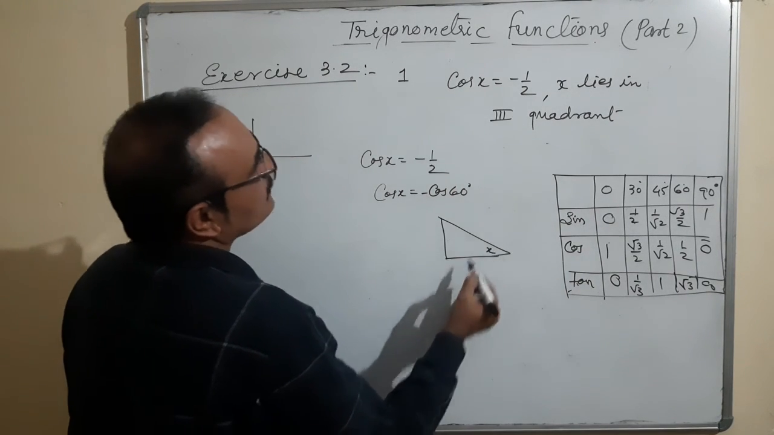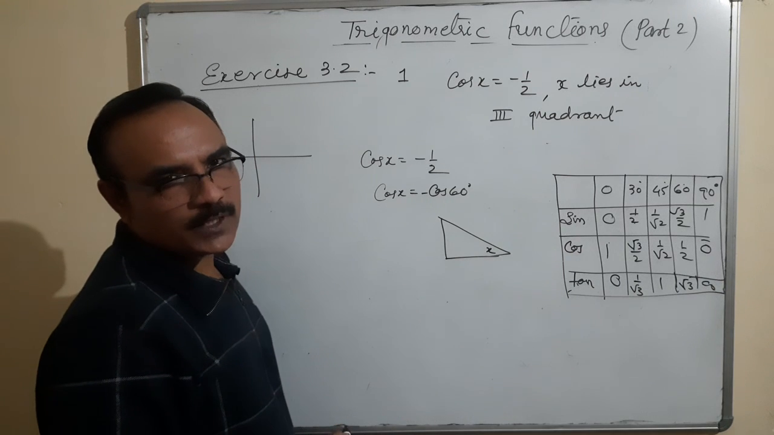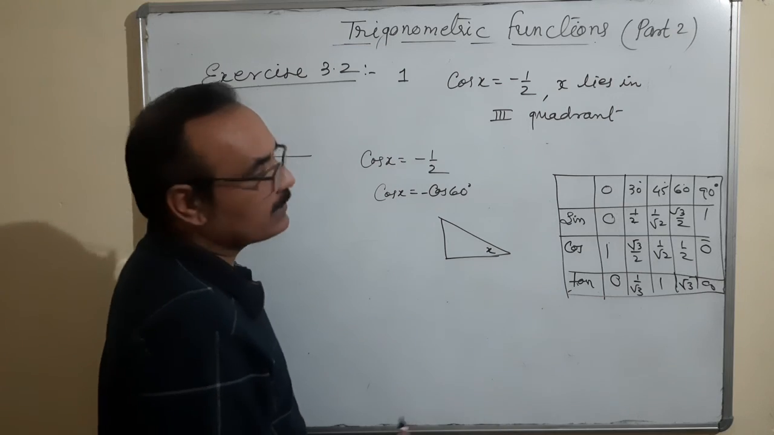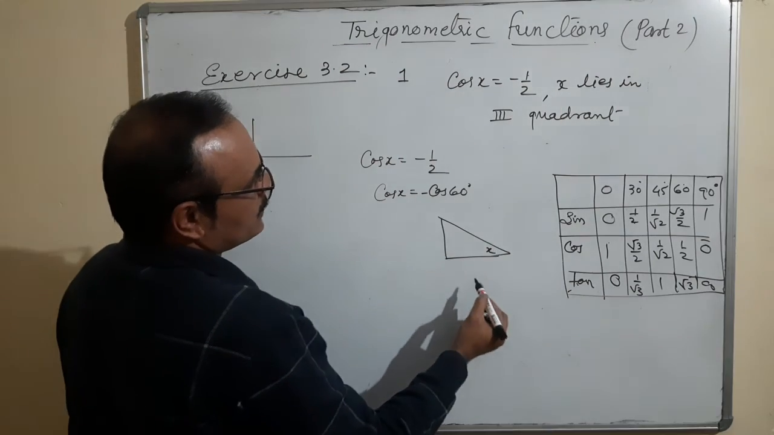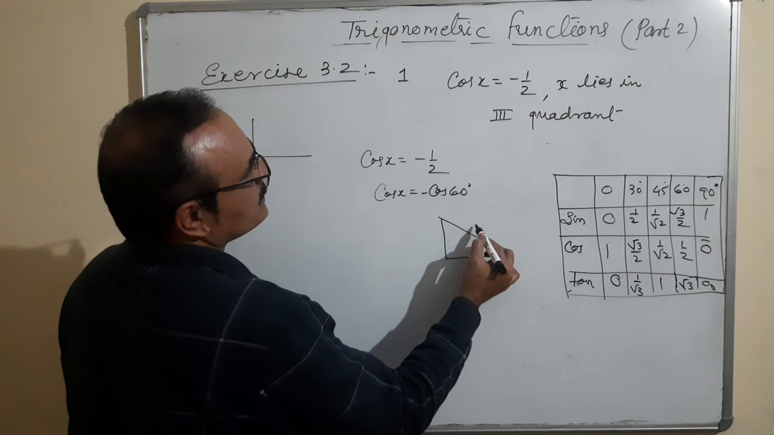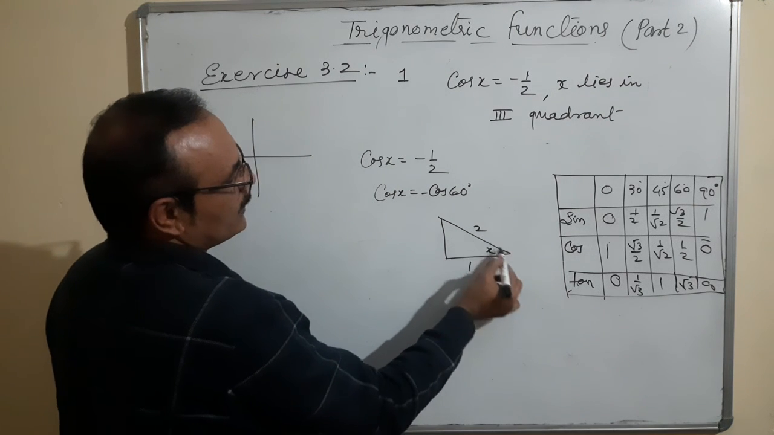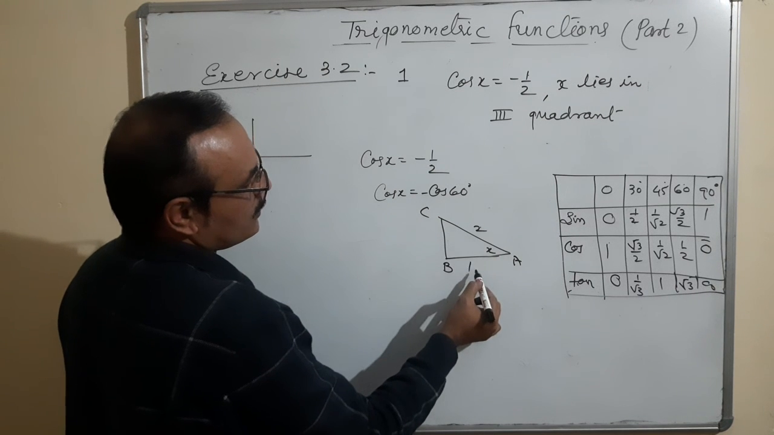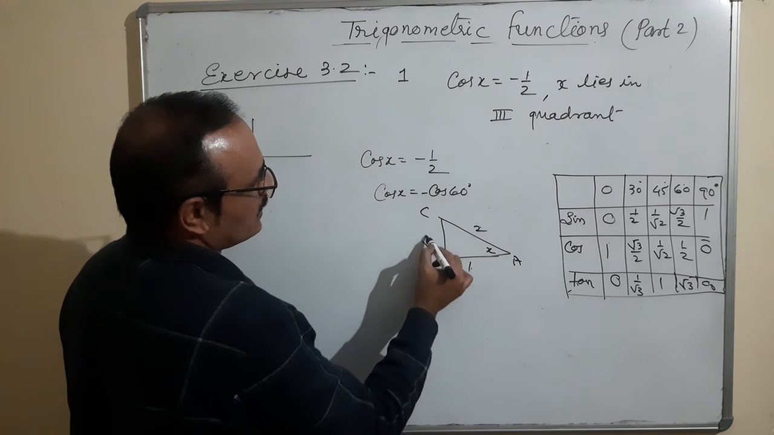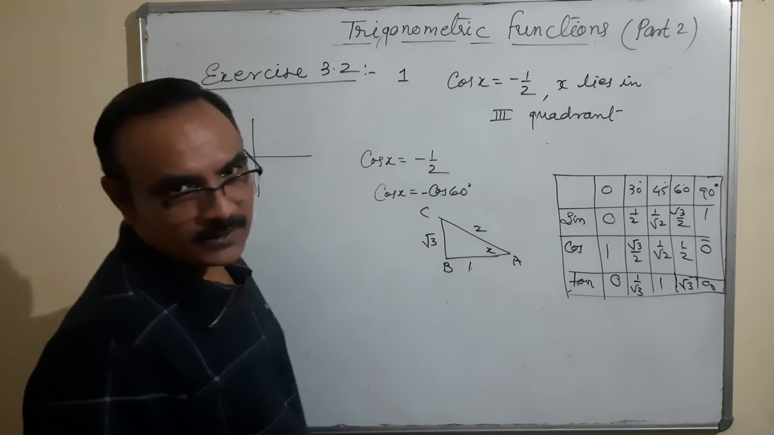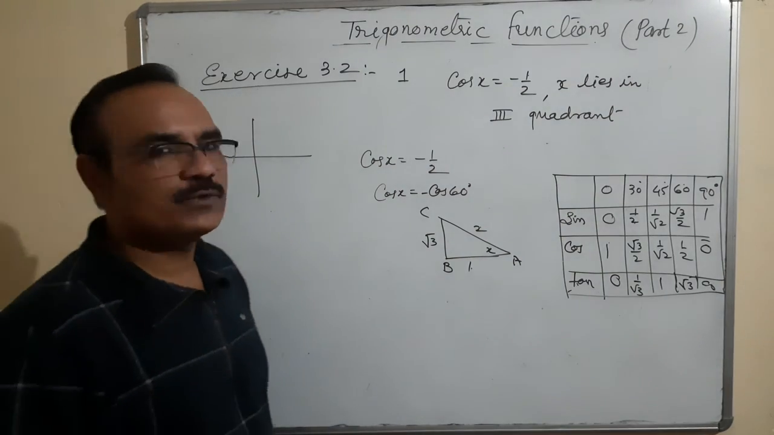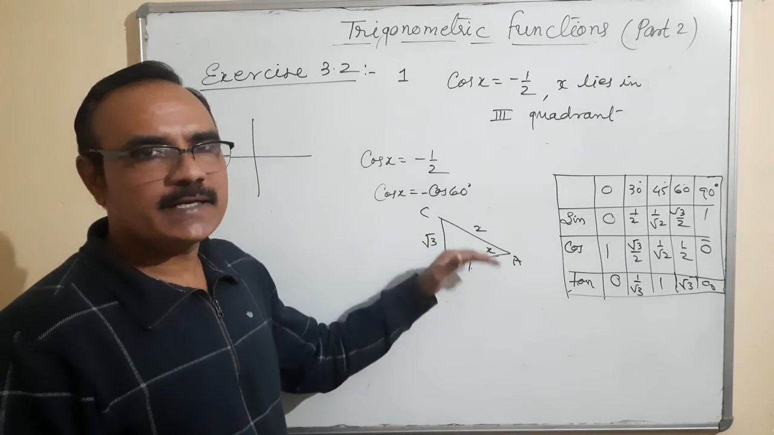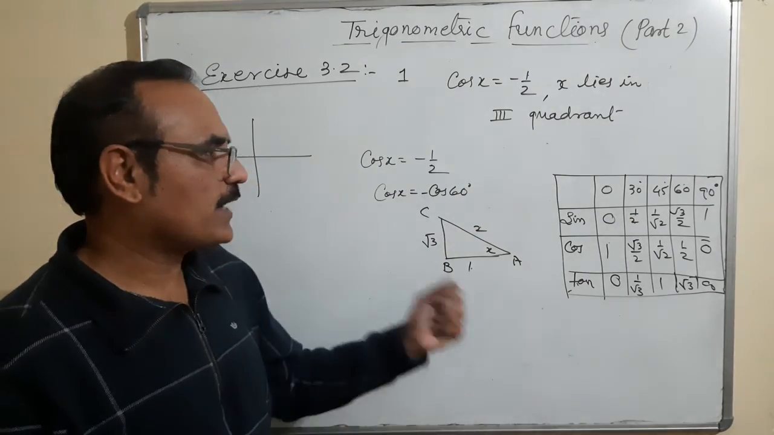This angle is x. Cos is base upon hypotenuse, adjacent side upon hypotenuse. Adjacent side 1, hypotenuse is 2. So using the Pythagoras theorem, we get 2 squared minus 1, that is 4 minus 1, it is 3, so this is under root 3. So the third value is under root 3. Now we have all 3 sides, opposite side, adjacent side and hypotenuse, for finding the 5 trigonometric ratios.